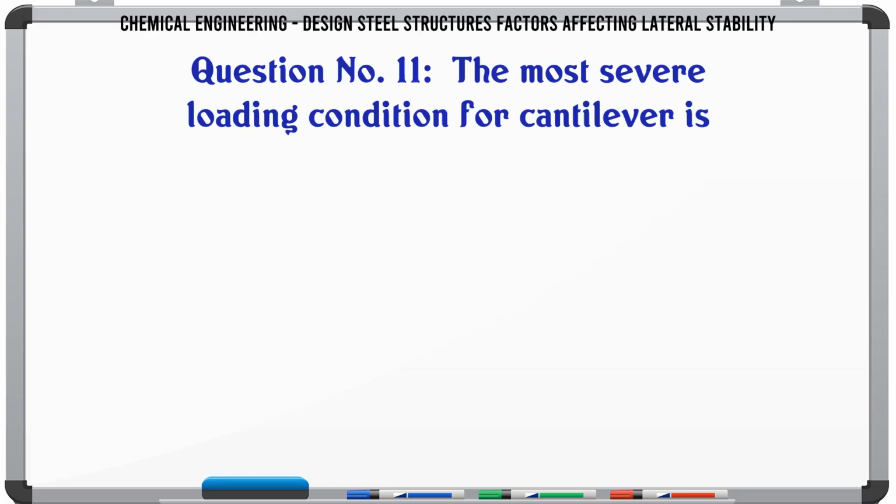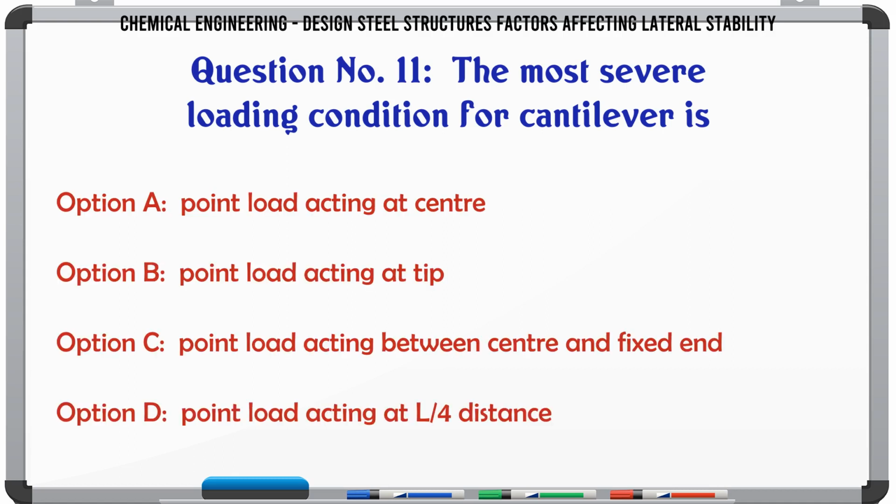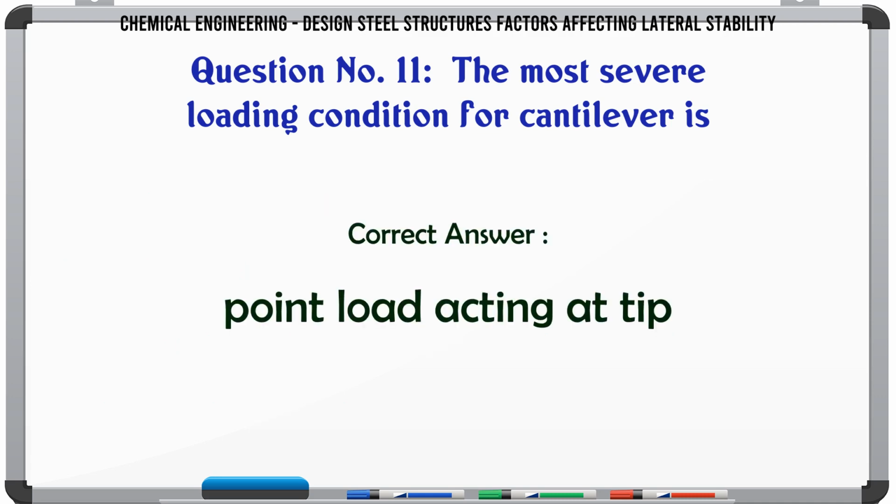The most severe loading condition for cantilever is: A. Point load acting at center, B. Point load acting at tip, C. Point load acting between center and fixed end, D. Point load acting at L/4 distance. The correct answer is point load acting at tip.